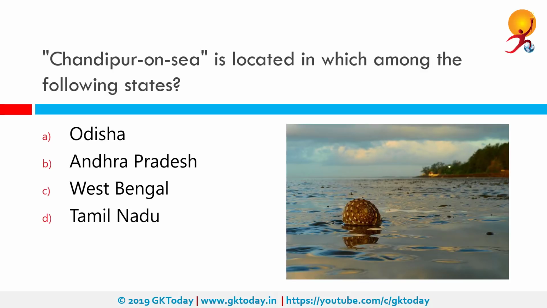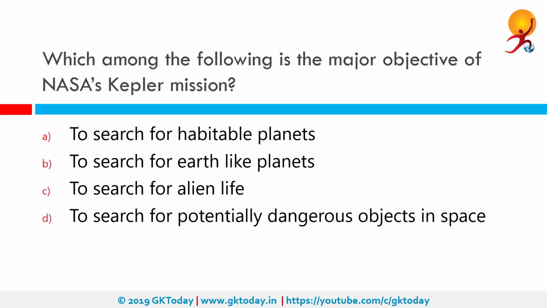Chandipur on Sea is located in which among the following states? Chandipur, also known as Chandipur on Sea, is a small sea resort in Baleshwar district of Orissa. The resort is on the Bay of Bengal and is approximately 16 kilometers from the Baleshwar railway station. The beach is unique in that the water recedes up to 5 kilometers during the ebb tide. It is also well known for its red crabs.